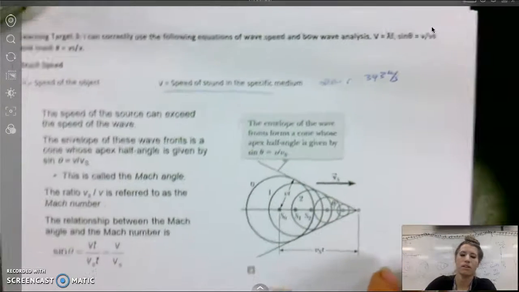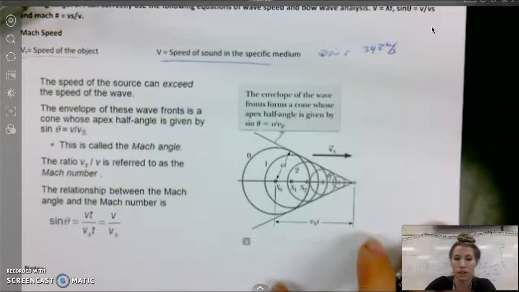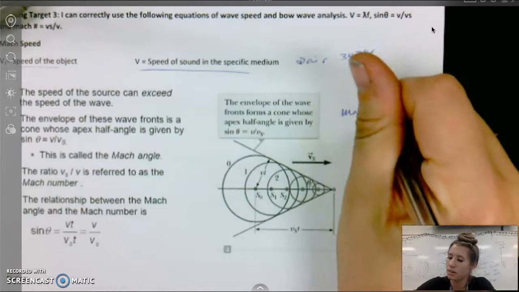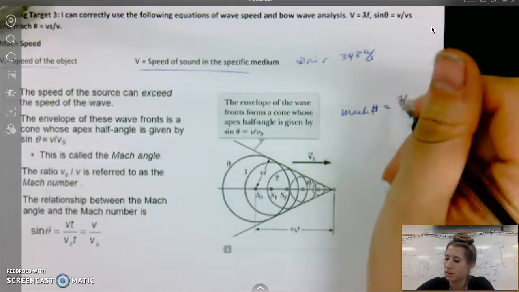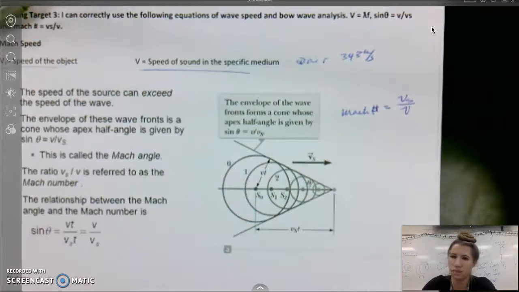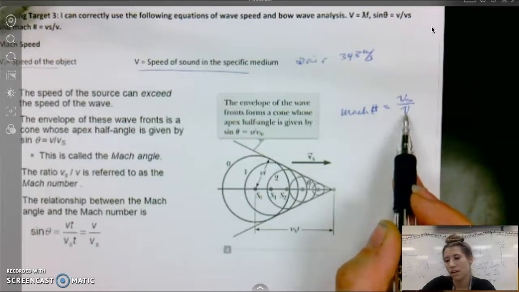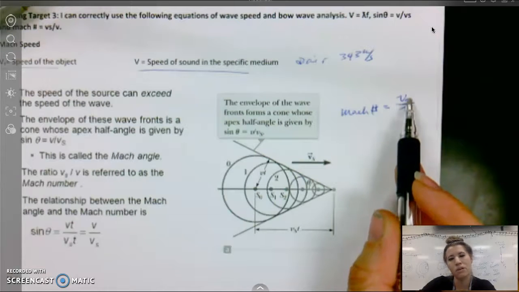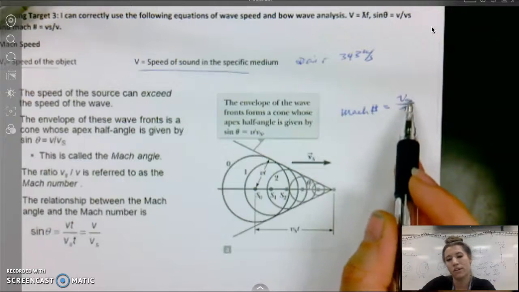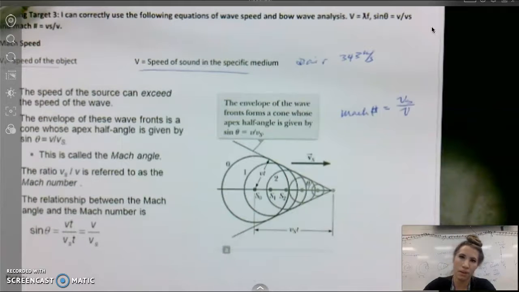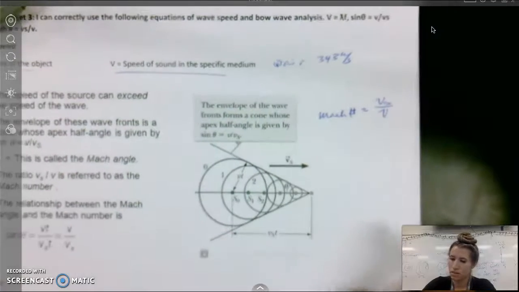Okay? All right, so first equation that I want you to be aware of is Mach. Okay? So Mach number is a comparison of the speed of the object compared to the speed of sound. So if the speed of sound through air is 343 meters per second, and an object is traveling at 343 meters per second, that would equal 1, and so they'd be traveling at Mach 1. Okay? If we have anything greater than that, we have over Mach 1. If we have anything less than that, that would be subsonic, and we'd have less than Mach 1. So that's the first equation.